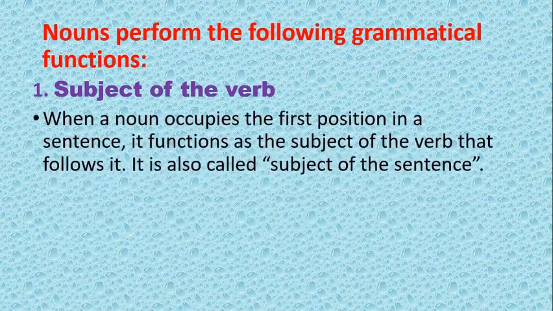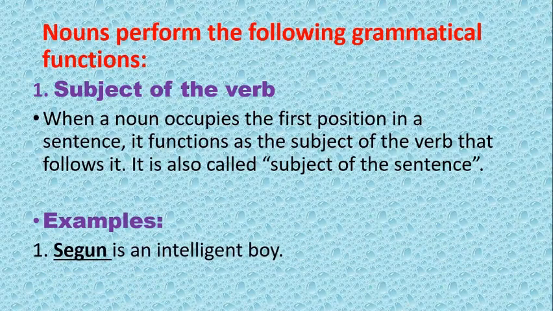The first function of a noun is that it functions as the subject of the verb, or what we call the subject of the sentence. When a noun occupies the first position in a sentence, it functions as the subject of the verb that follows it. So it must come before the verb. It is also called the subject of the sentence. That's the function, either the subject of the sentence or the subject of the verb. Let's see examples of a noun performing the subject of the verb.